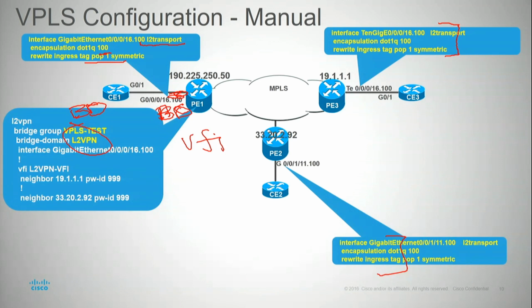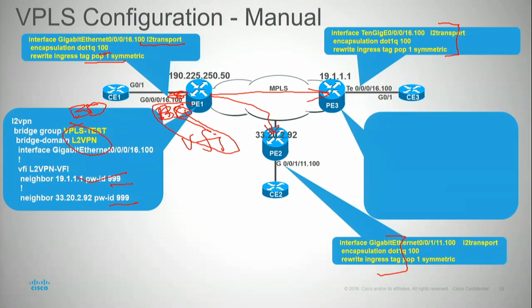So under VFI L2VPN-VFI, I have defined the neighbors and pseudo wire. This pseudo wire number should be the same on all the PEs which are part of the same broadcast domain, so the pseudo wire will be formed between those two PEs. So we can say that VFI and BD will join together, and it will form the complete broadcast domain for the customer.